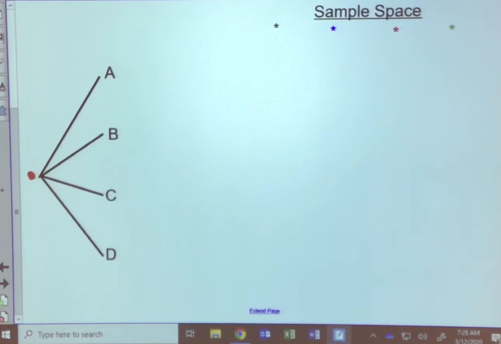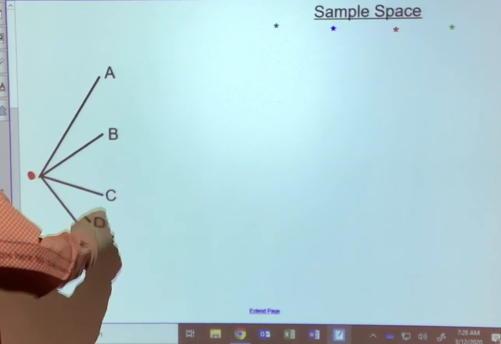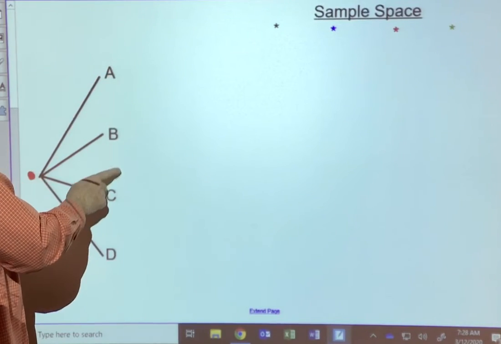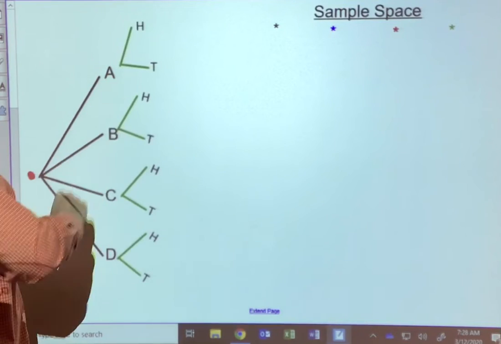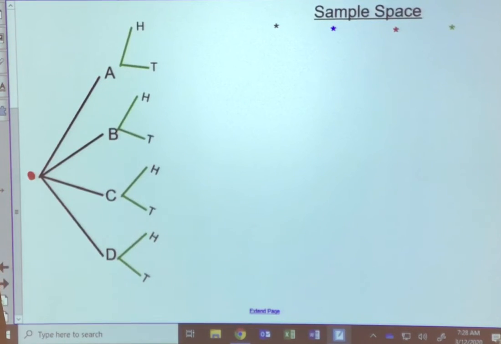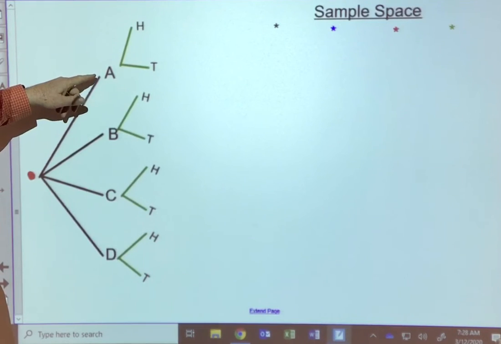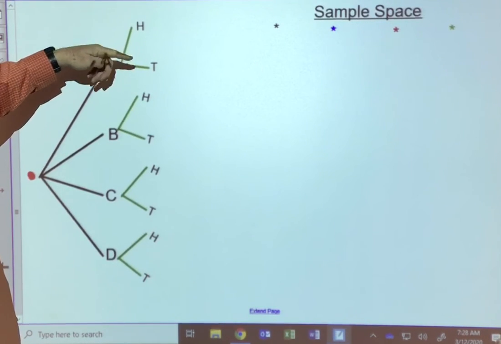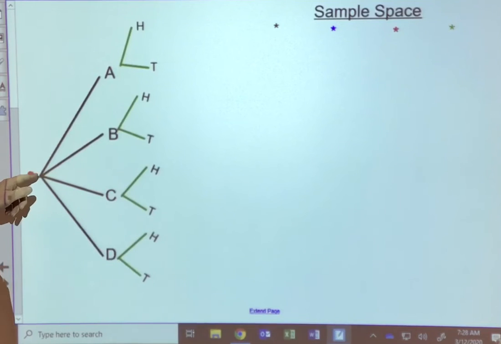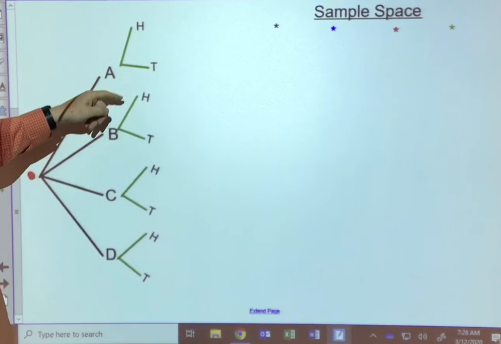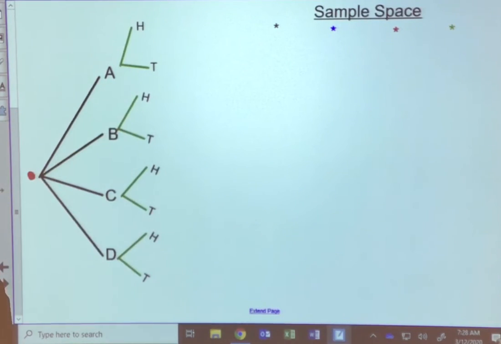Our second event was flipping the coin. There's 2 outcomes for flipping a coin, heads or tails. So off of each one of these, we need to go ahead and put those 2 outcomes, because it's possible for us to spin and pick an A and then flip the coin and get a heads or tails. And the same thing if we spun and got a B, we could still flip and get a heads or a tails.